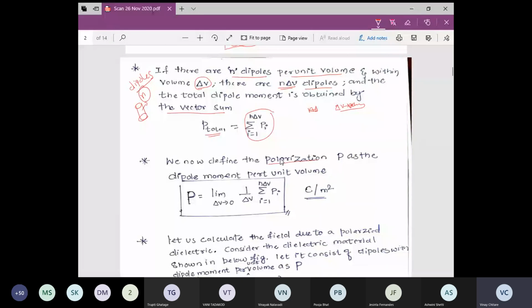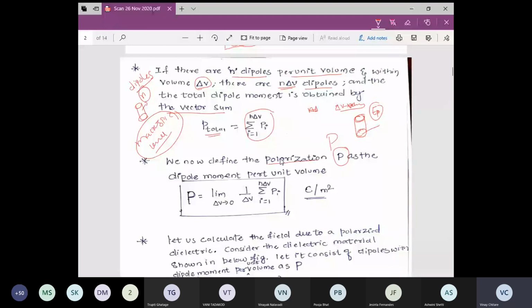Now we define a new term which is really convenient to work with at a microscopic level. We cannot really find the electric field due to each dipole among the large number of atoms inside a dielectric material and then find EP. Instead, we define a new quantity called polarization, denoted by a capital P.